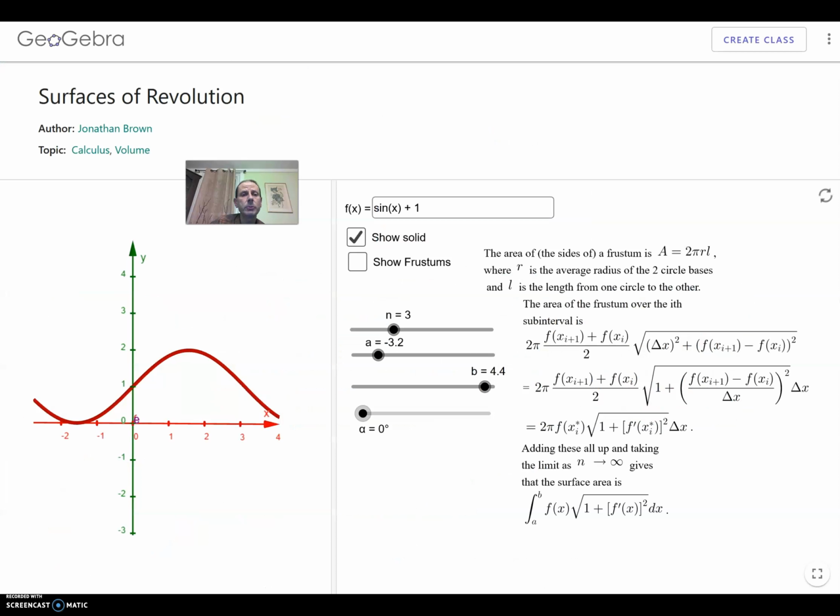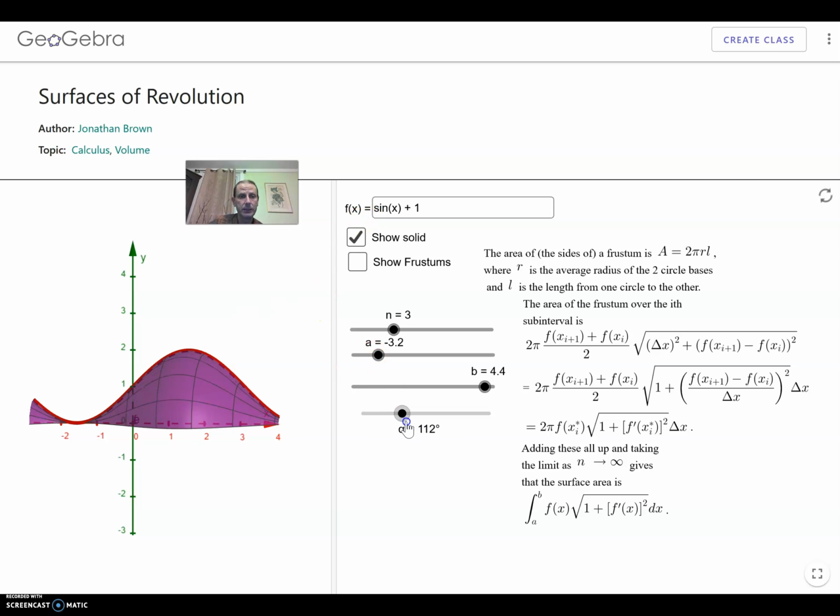Now, I made a GeoGebra app in order to show how we can get the surface area of one of these surfaces of revolution. So first we can create the surface. Here we're going to take the curve y equals sine x plus 1, and we're going to rotate it about the x-axis. As we rotate it, in this case, you get this lovely kind of fish shape. So how can we calculate that thing's area? Well, the way we're going to calculate it is we're going to approximate it with frustums.